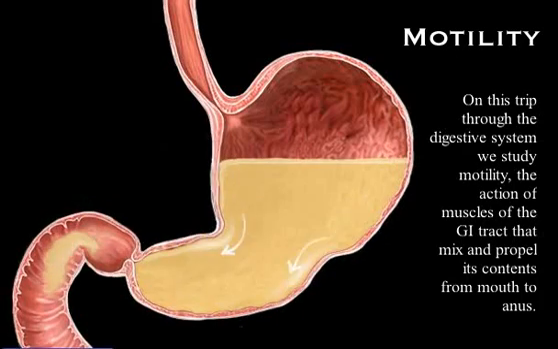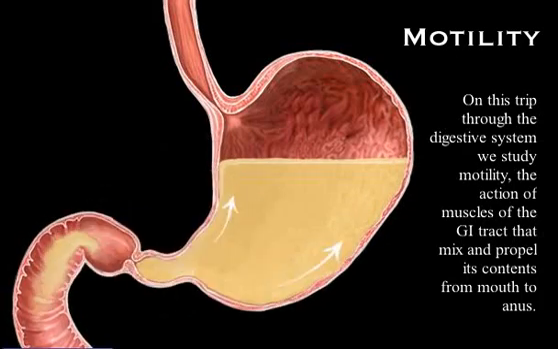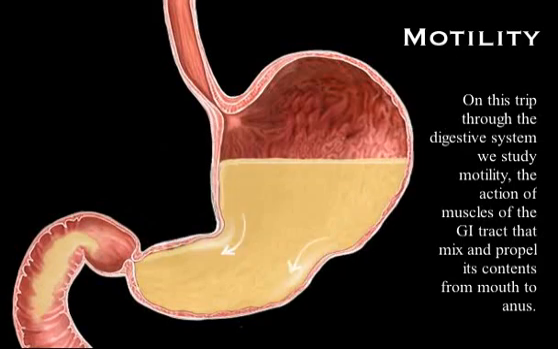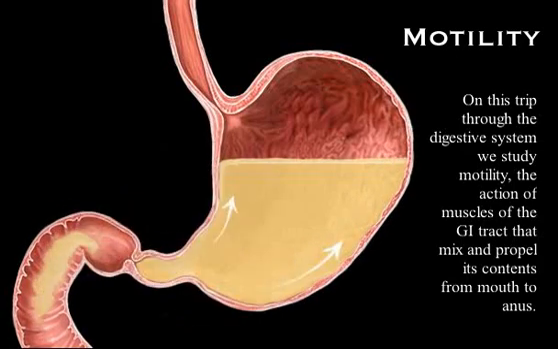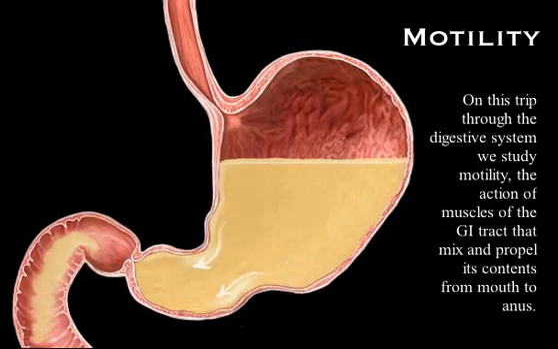On this trip through the digestive system, we study motility, which is the action of muscles of the GI tract that mix and propel its contents from the mouth to the anus.